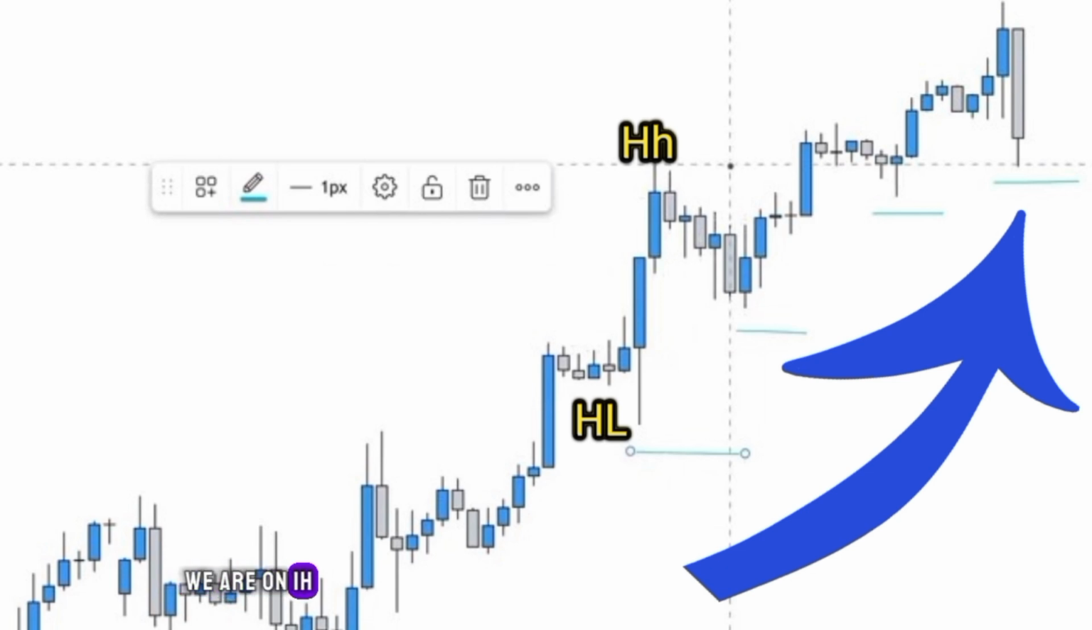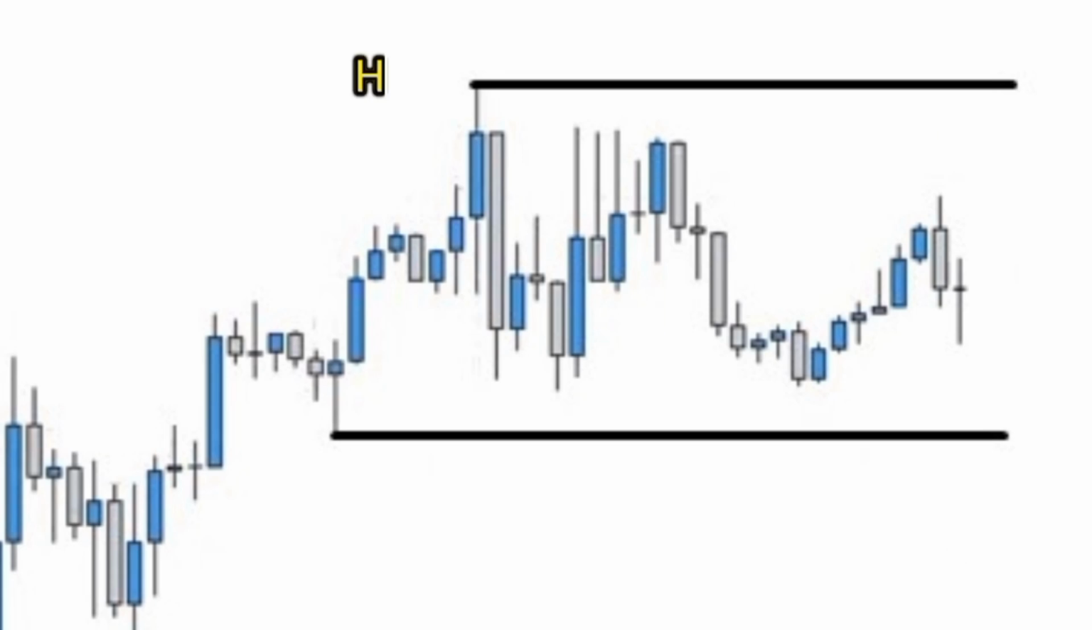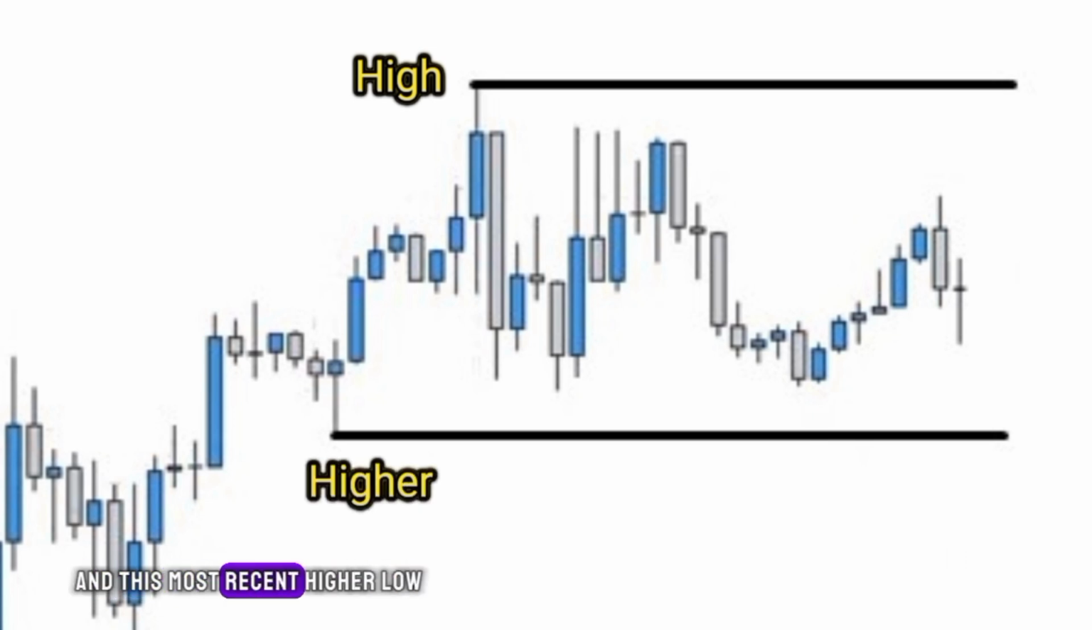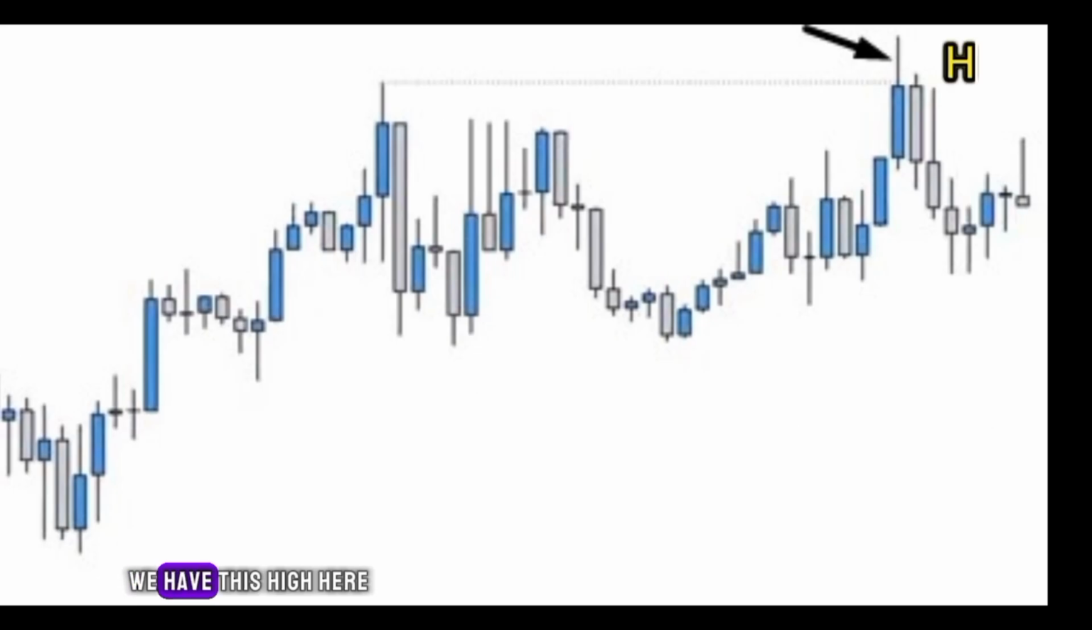So we are on 1H, and if we look at current price, we can see we are clearly bullish, and price is trading above these lows and making higher highs. So we have a high, now we can already see price starting to slow down, we are ranging, we are staying within this high and this most recent higher low, but we are clearly building liquidity before the markets get manipulated. So we have this high here, price came above it, but closed below, we have wicked it.